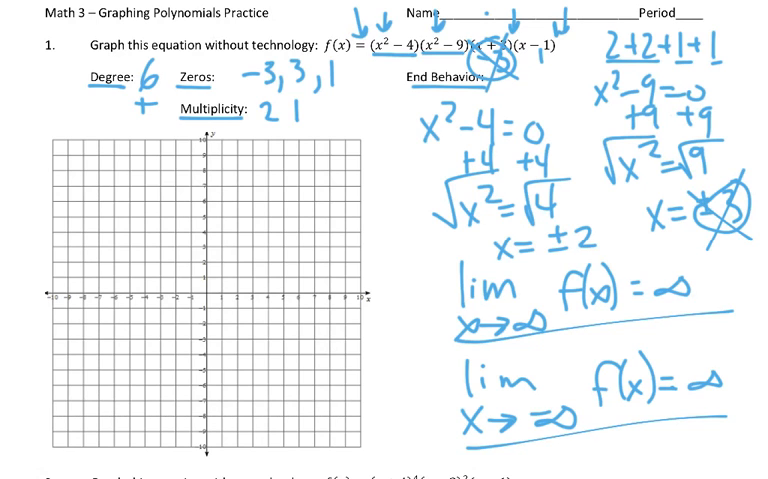Positive 1 with a multiplicity of 1. That gets rid of that one. And then we have the positive 2 and negative 2 both with a multiplicity of 1. Okay. So the multiplicity with our zeros should add up to our degree. 2 plus 4, it does. Okay. So now let's graph it.